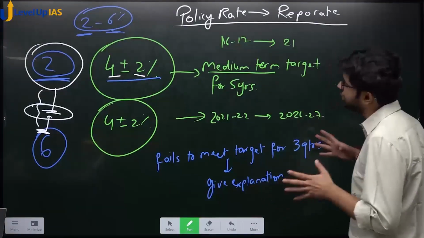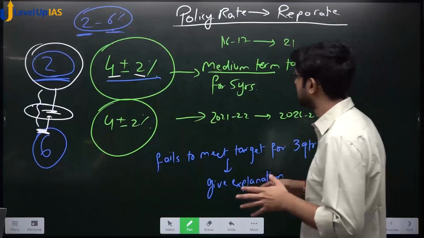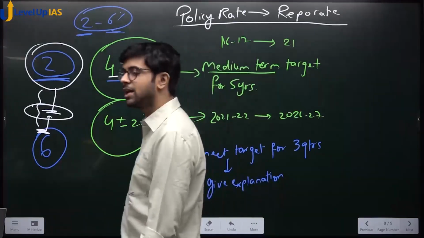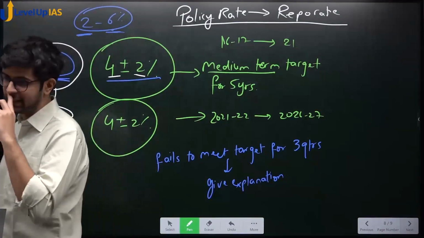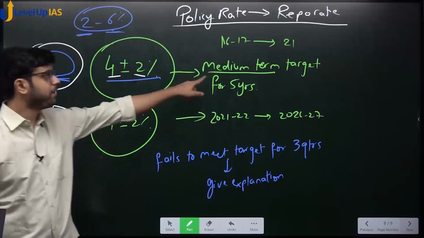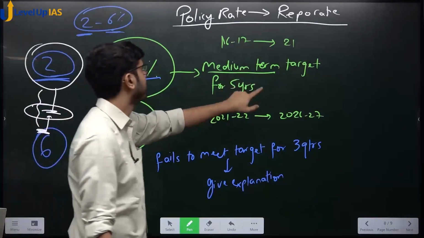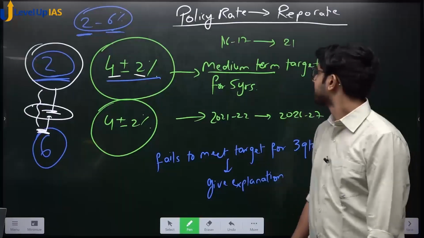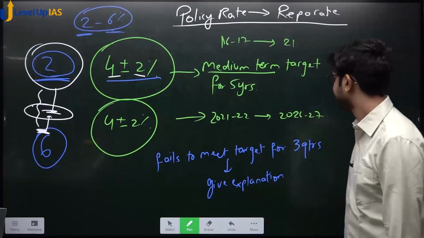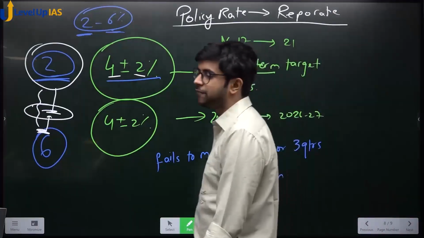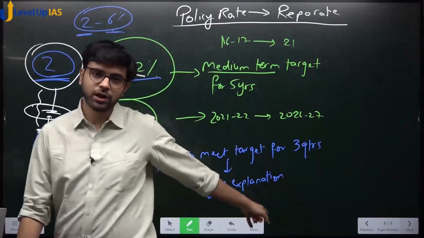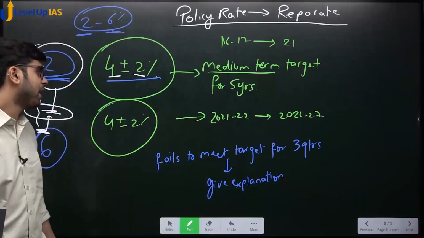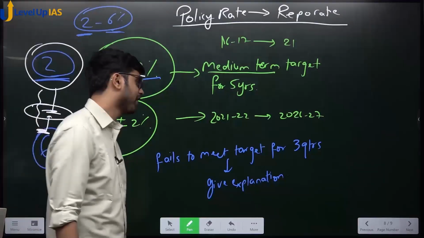You can write it in your own way; this is just for explanation. So 4 plus minus 2% is the current target also. Even if you write just this much, it is fine. But always remember it is a medium term target. This is important. Policy rate is repo rate. This is also very important. And of course, whatever I have written in blue is important. If it fails to meet the target for 3 quarters, then it must give an explanation.